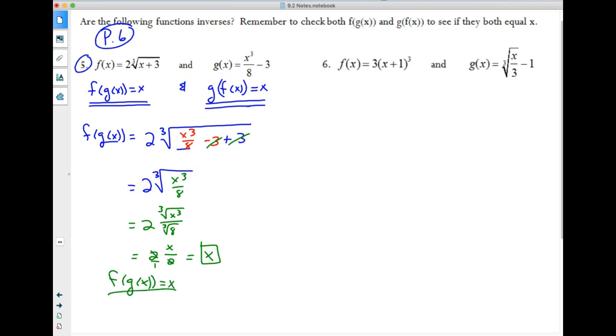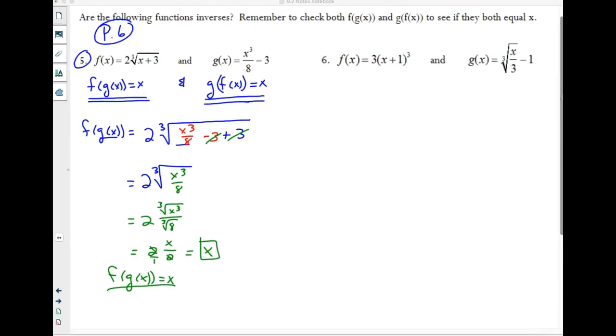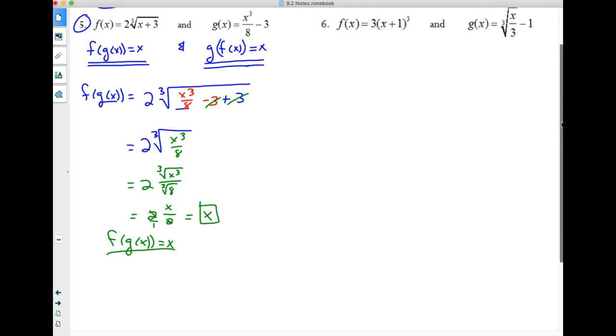That's not enough. I still have to prove that g of f of x is equal to x. And if I can grab my side there, what I do is I'm going to take my g of f of x, meaning I got to plug f into g, which means I start with my g function, and here's x over 8 minus 3, and I know I got to plug in for that x, so f of x goes in for that x there, which is 2 times the cubed root of x plus 3.